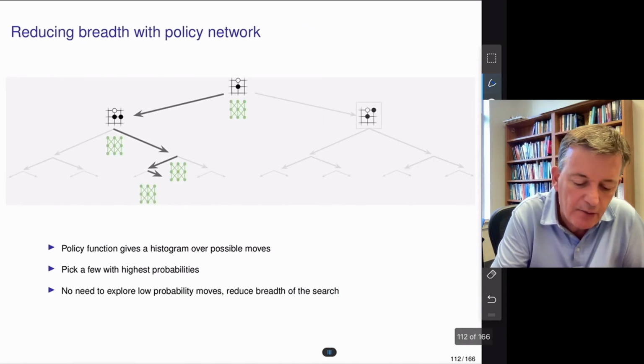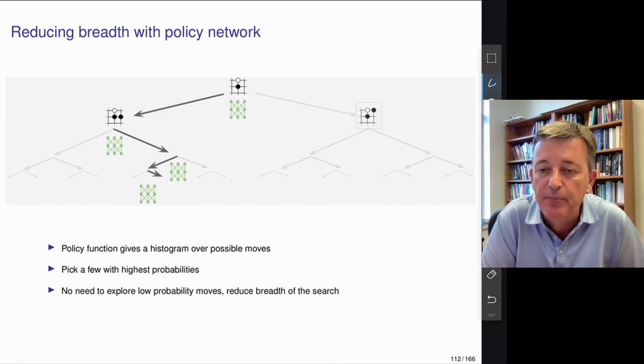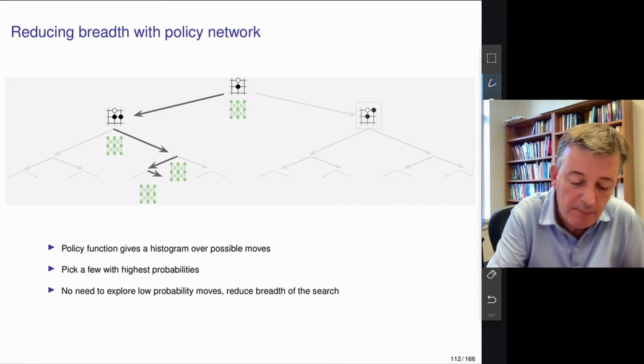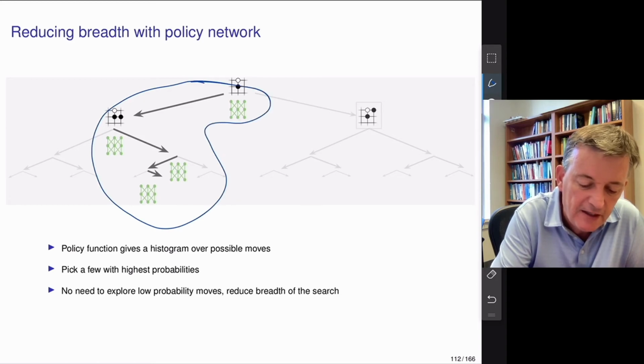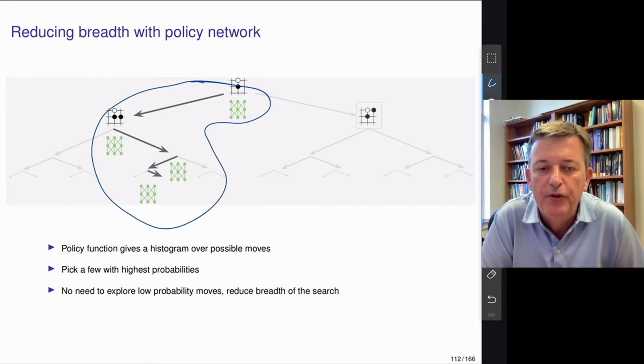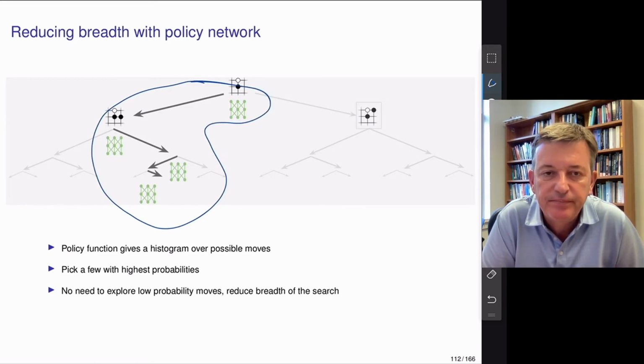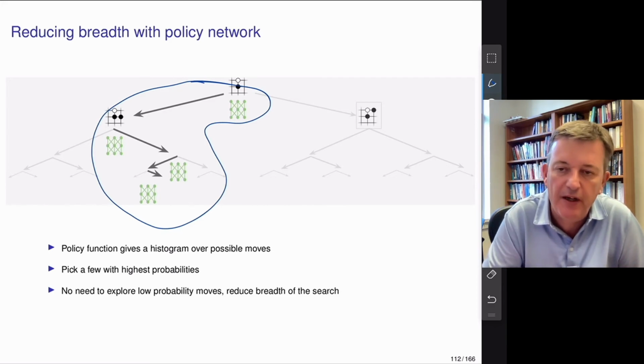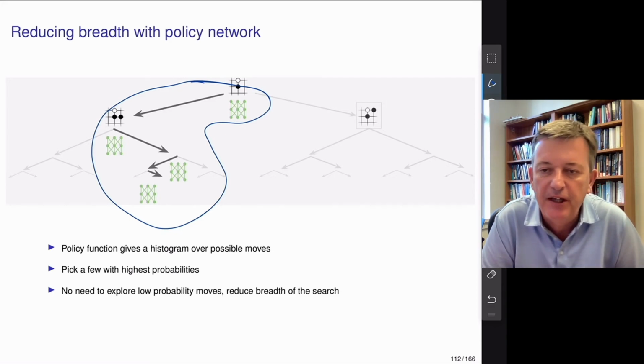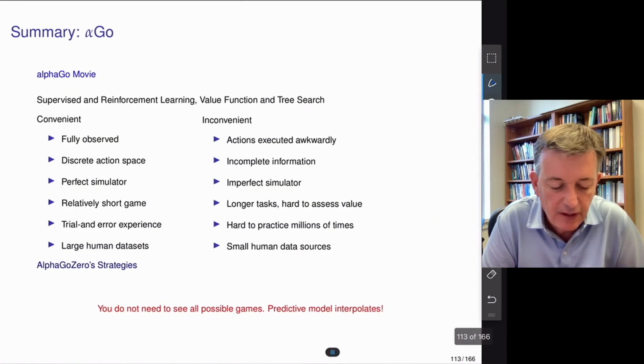And then how do I cut the width? Essentially, I use the policy function. Remember, the policy function is telling me in that Monte Carlo tree search what's the optimum path to go down. So the breadth of the network is cut by the policy function. The depth is cut by the value function.